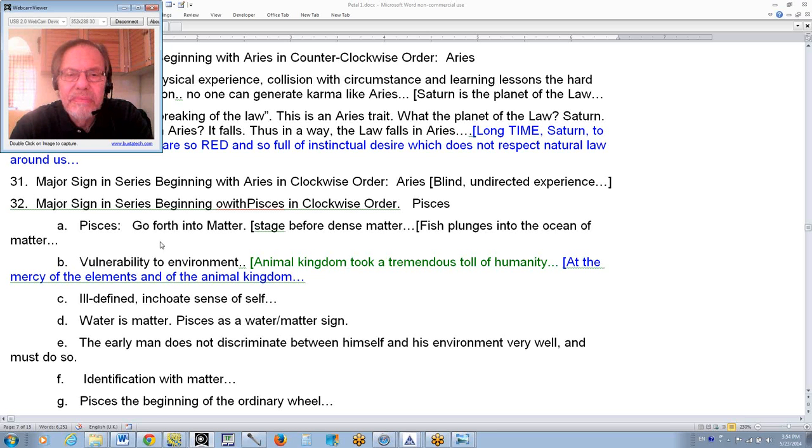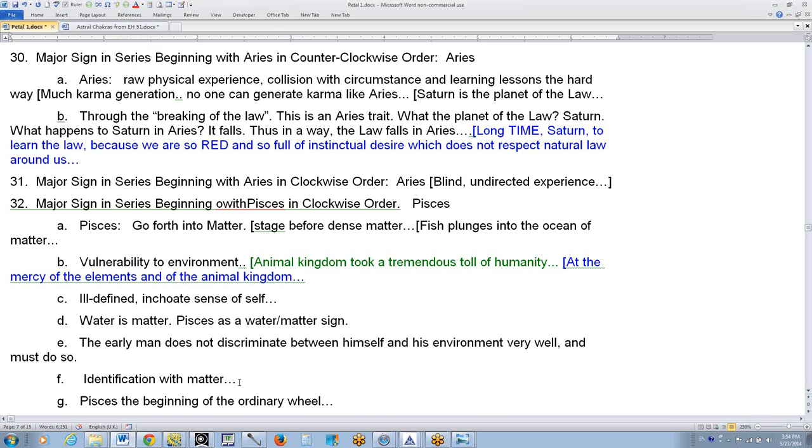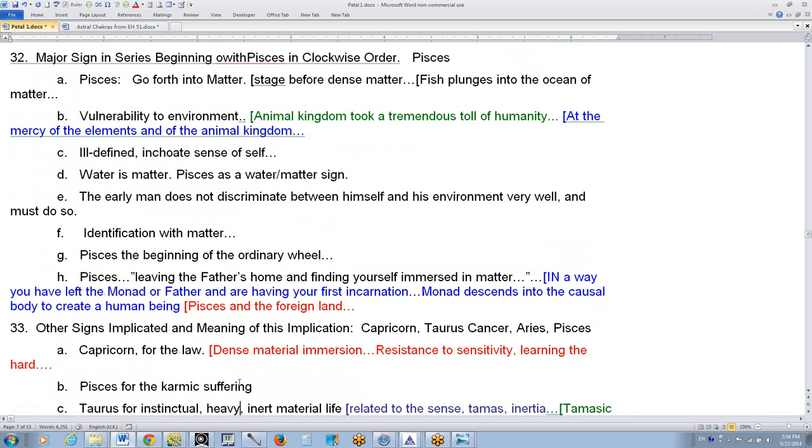Pisces, water is matter, and Pisces is a water matter sign. The early man does not discriminate between himself and his environment very well, and must learn to do so. The discriminating planet Mercury is falling in Pisces, so everything is rather a blur. It's hard to separate one thing from another. Pisces gives a mediumistic identification with matter. You cannot think of yourself as something separate. You have to learn how to do that. So Pisces can be considered the beginning of the ordinary wheel.